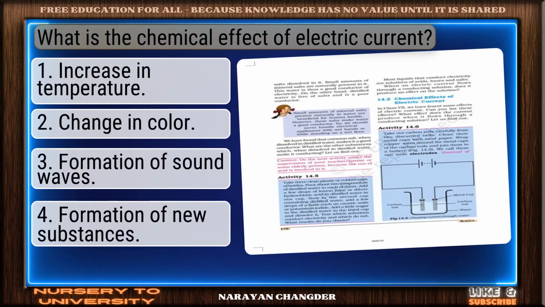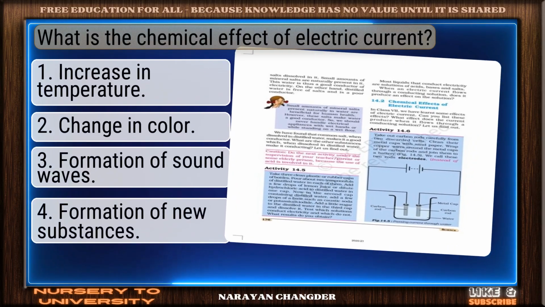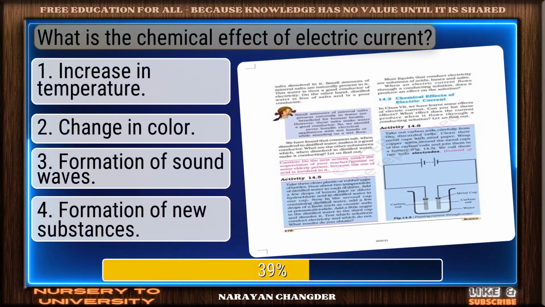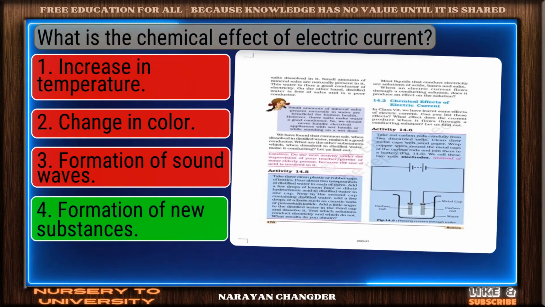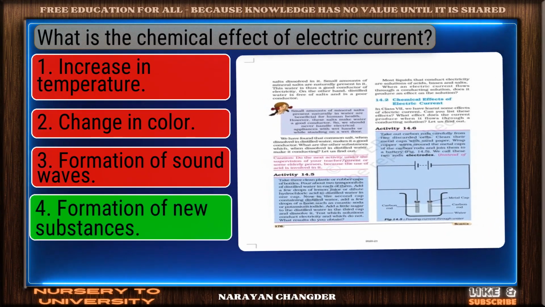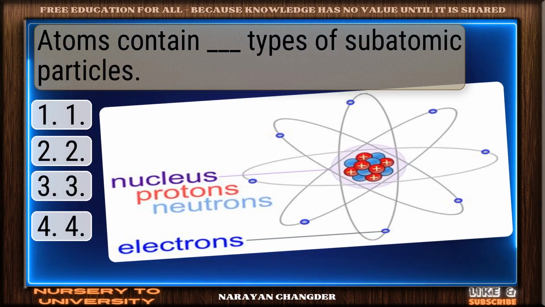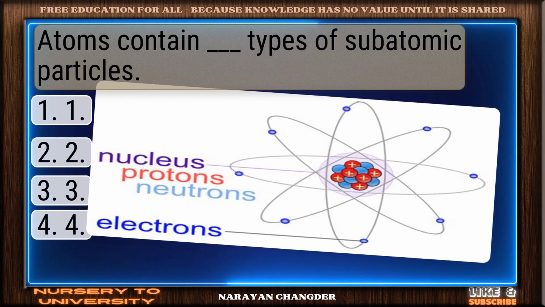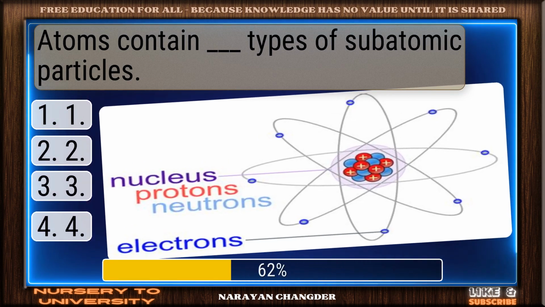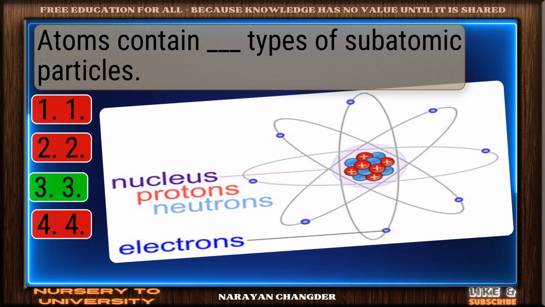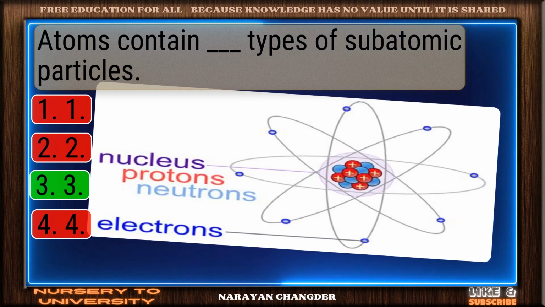Question number 76. What is the chemical effect of electric current? Nice selection. Formation of new substances is the correct and valid answer. Question number 77. Atoms contain dash types of subatomic particles. Good thinking. 3 is the right answer.